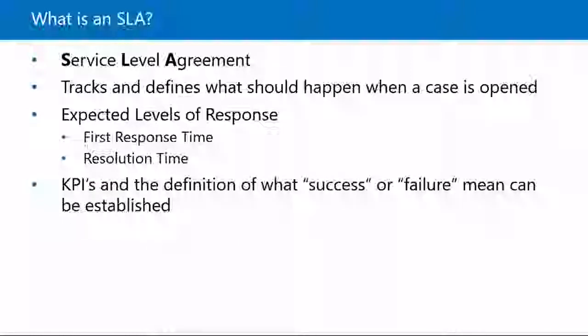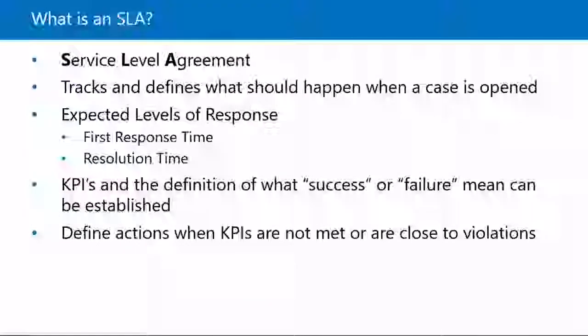Within Dynamics 365, these key performance indicators, or KPIs, can be established, along with the definition of what success or failure means in a particular context. Users can define actions when KPIs are not met or are close to violations. With the definitions of success, failure, and even when a warning should be sent to the service provider, the actions that need to be taken at each of these points can be established. For example, if you are within 5 minutes of nearing non-compliance, an email can be automatically sent to the case owner, or perhaps the case can be escalated to a different person or queue.